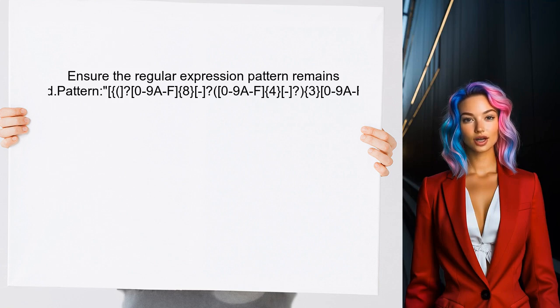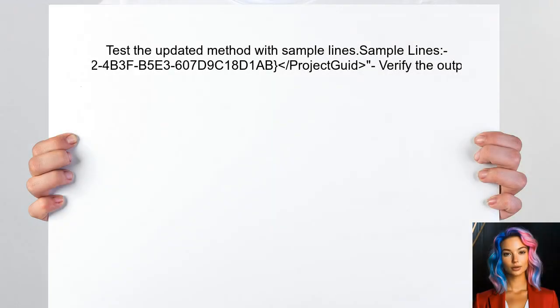Next, the user should ensure that the regular expression pattern remains unchanged. This pattern is crucial for accurately identifying the GUID format within the lines. Finally, the user can test the updated method with the provided sample lines to confirm that it correctly extracts the GUID. This will ensure the new implementation works as intended.